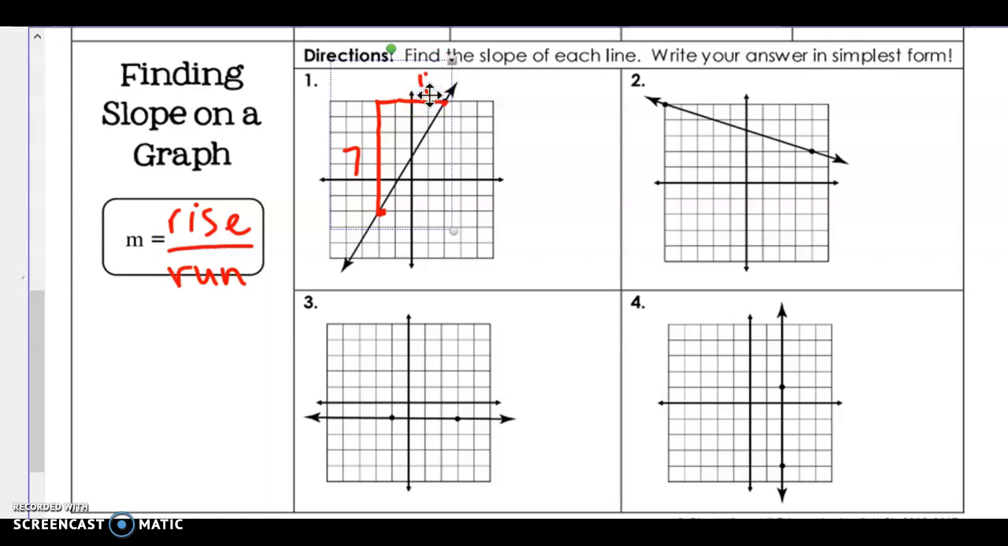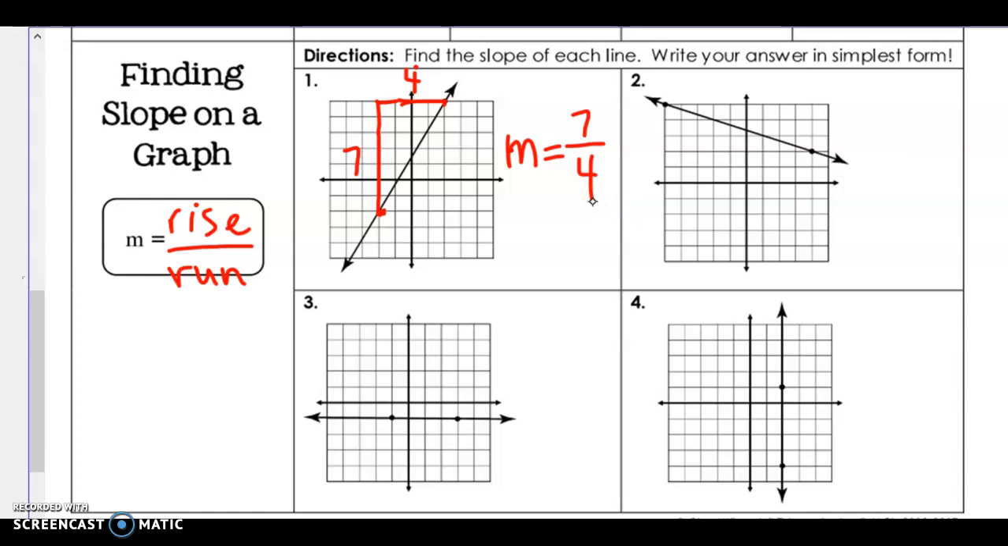Okay, so then we went over 4 there. So when I write my slope, I'm going to write m equals, and remember you write your rise number first. So you put 7 over 4. And that would be the slope of that line.